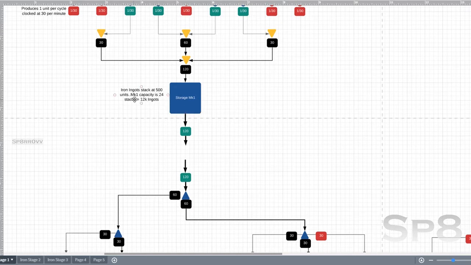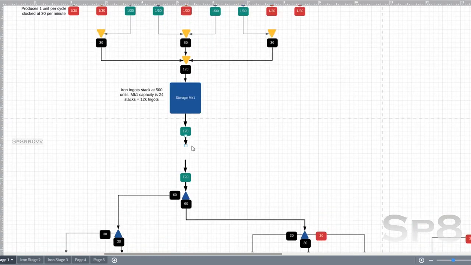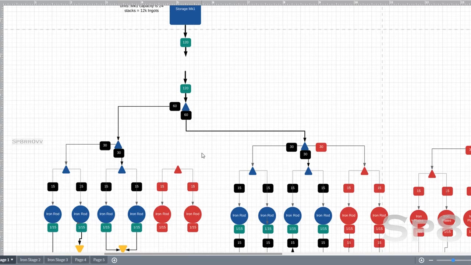Well, your capacity on here is, I have it listed here, iron ingots stack at 500 units, and a Mark 1 capacity is 24 stacks, so you're looking at 12,000 ingots, or with Mark 2, you're looking at 24,000 ingots. And when you start upgrading your belts, if you can roll it out at 120, you're going to be much more efficient later on. Well, we're going to take this belt, run it out at Mark 2, and split it again, and we're going to start producing our stuff.